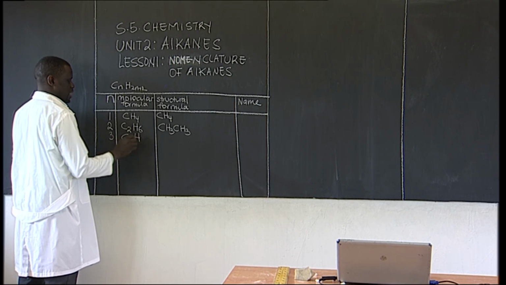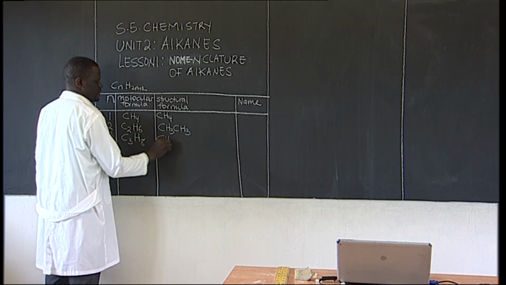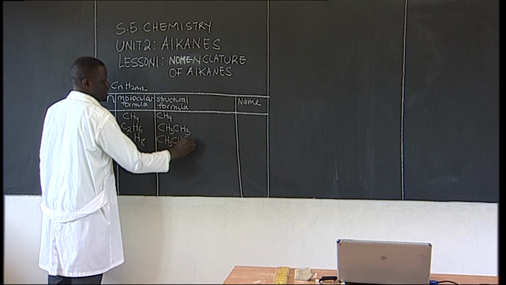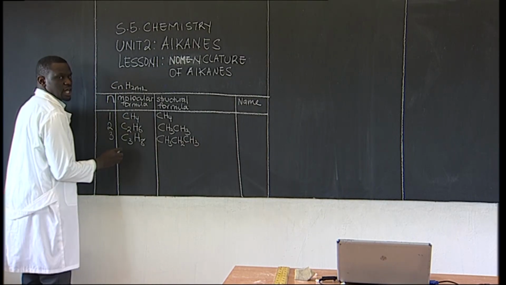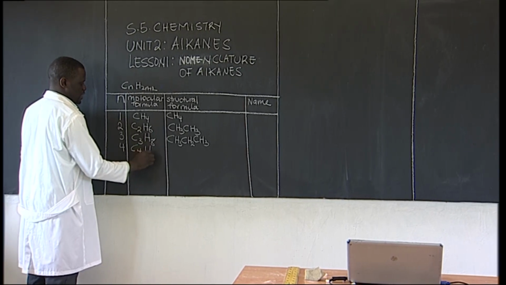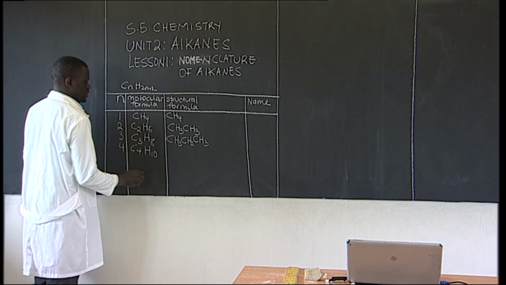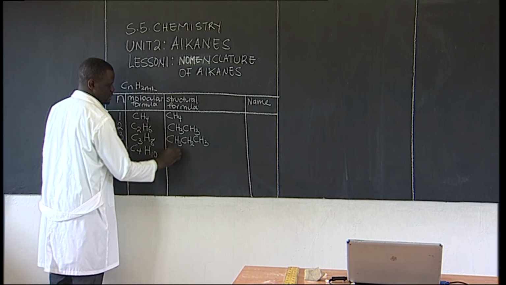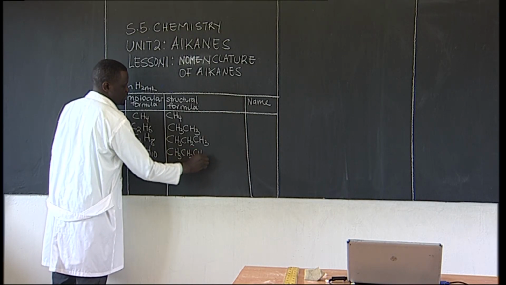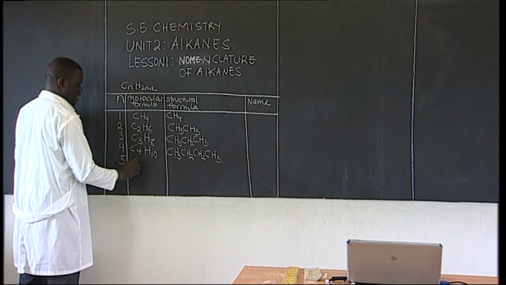So number 3, we shall have C3H, 3 times 2, that is 6, plus 2 will have what? 8. So we shall have CH3, CH2, CH3. Then we can also have number 4. So C4, H what? 2 times 4, 8, plus 2, we shall have 10. So we shall have CH3, CH2, CH2 and CH3.